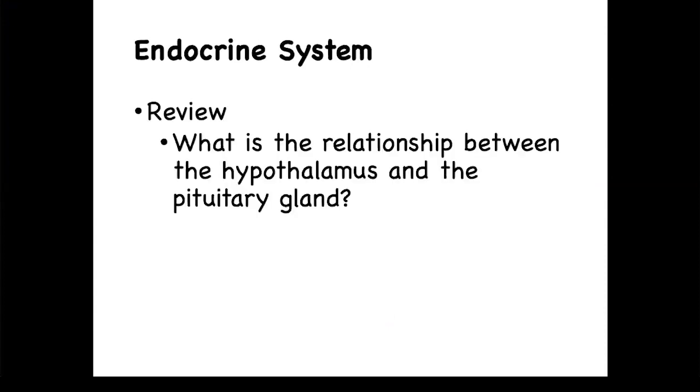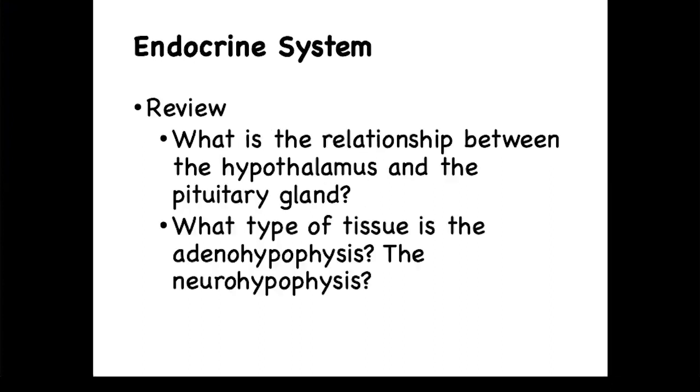Let's review. Be sure that you can tell me the relationship between the hypothalamus and the pituitary gland. For the anterior pituitary gland, it is regulated by tropic hormones from the hypothalamus, and you have the portal system. For the posterior pituitary gland, the hormones are synthesized in the hypothalamus, but stored and released by the posterior pituitary. Action potentials trigger the release of these hormones, which are neural hormones.